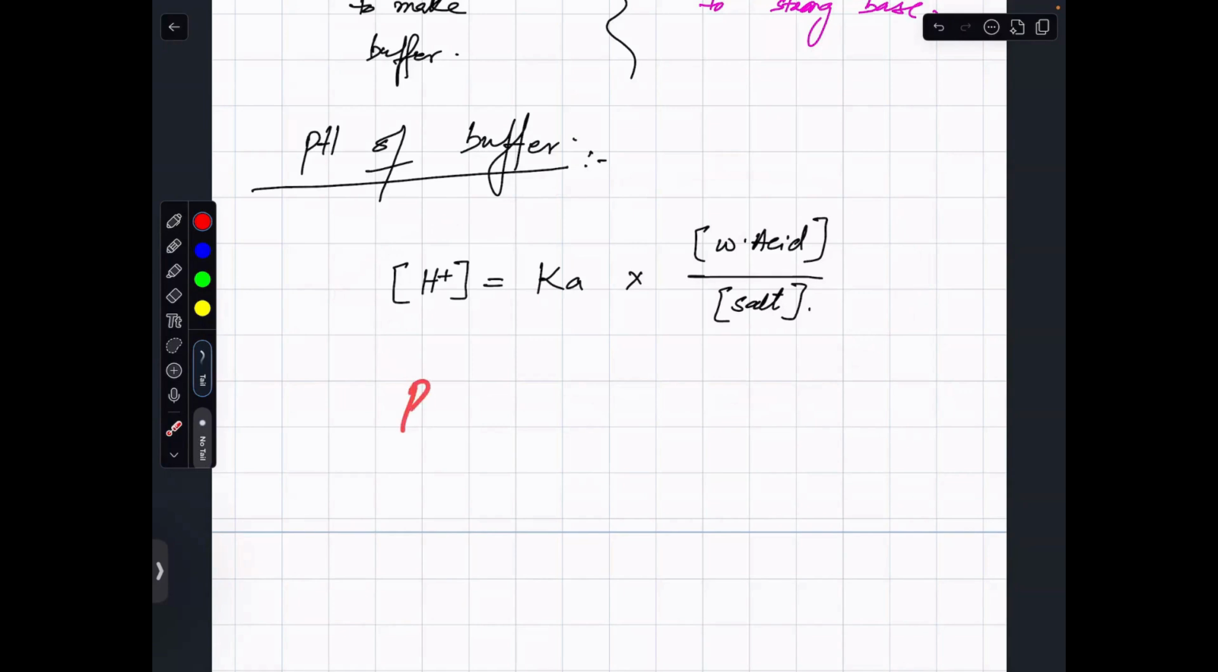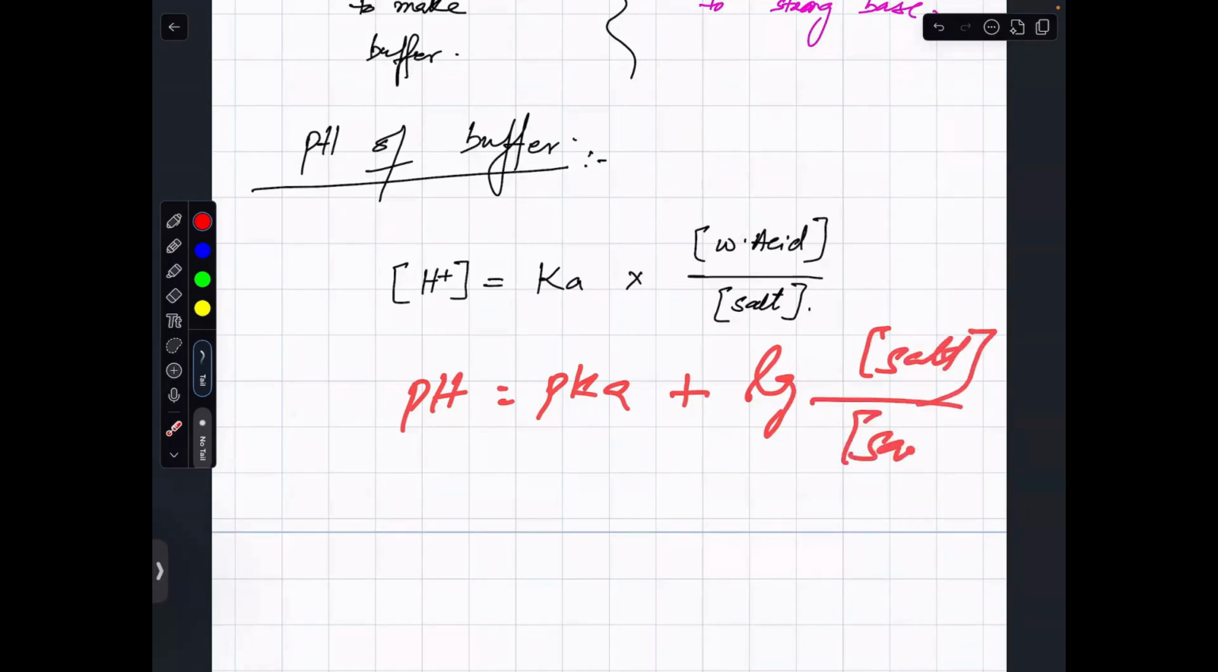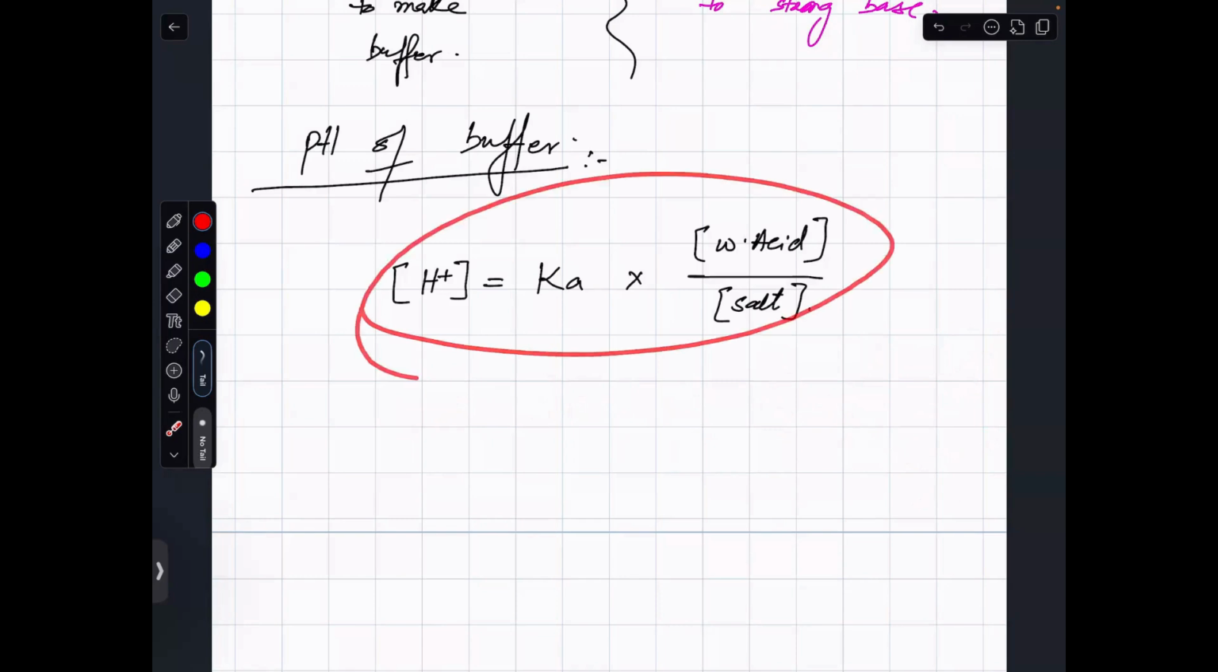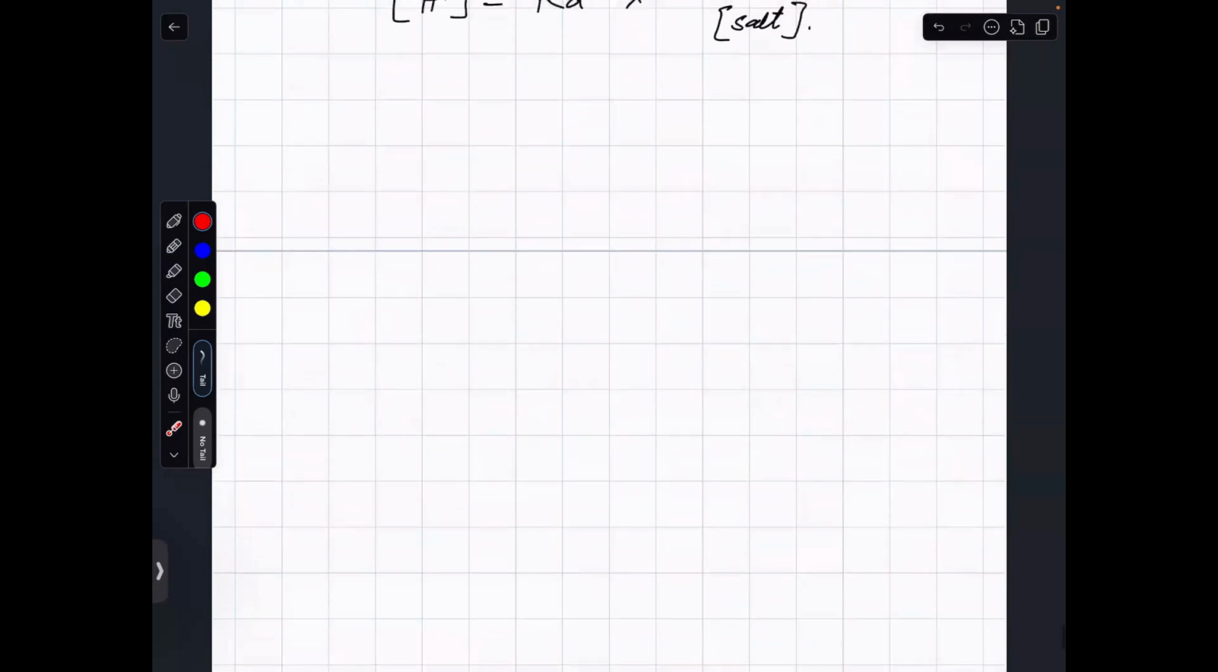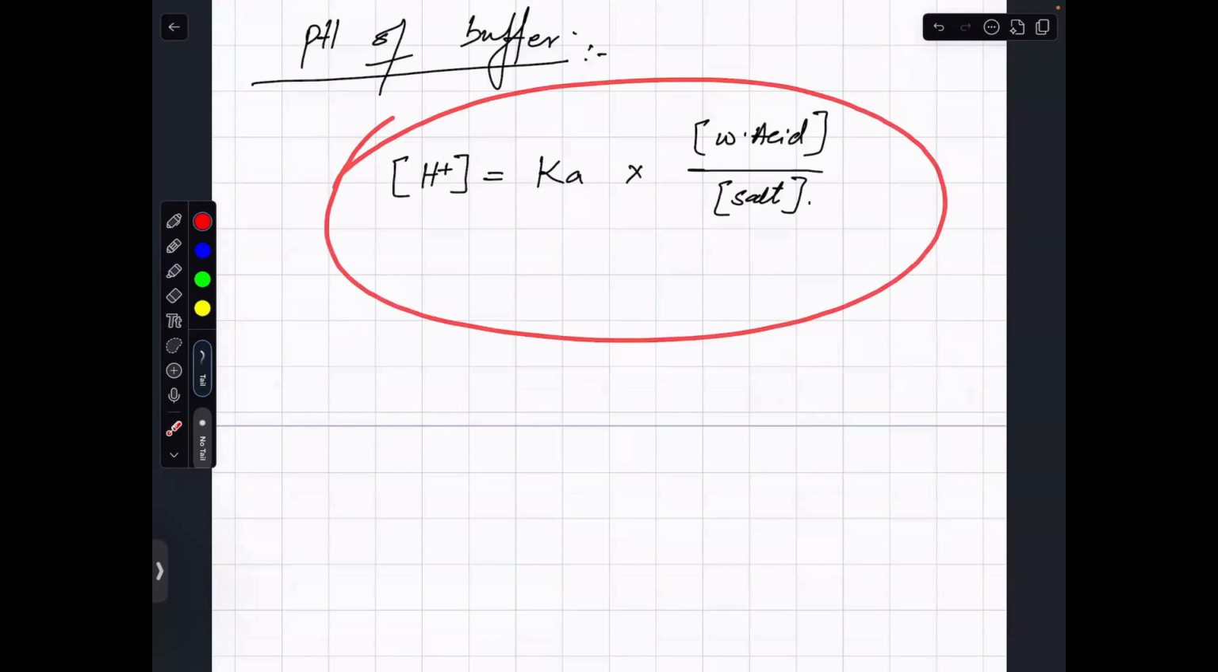In that we use pH is equal to pKa plus log of salt over acid. Both are equally correct. But I personally use this one more. Why? I'm going to explain it. But from where we get this formula? First, listen.